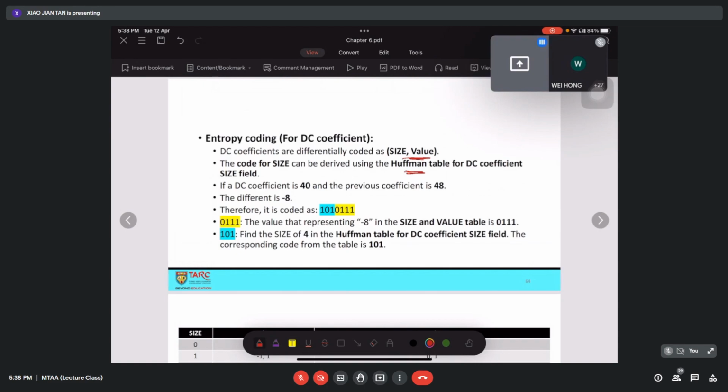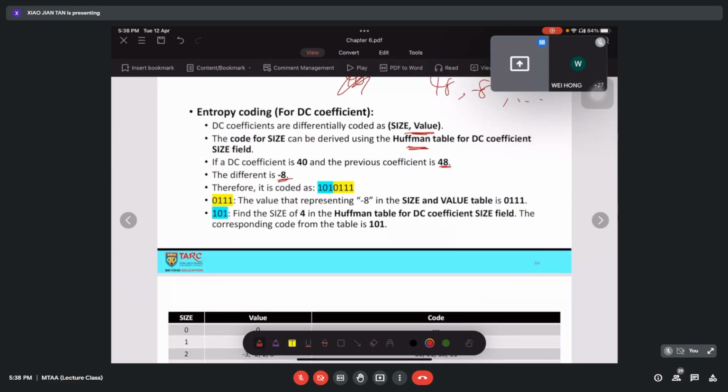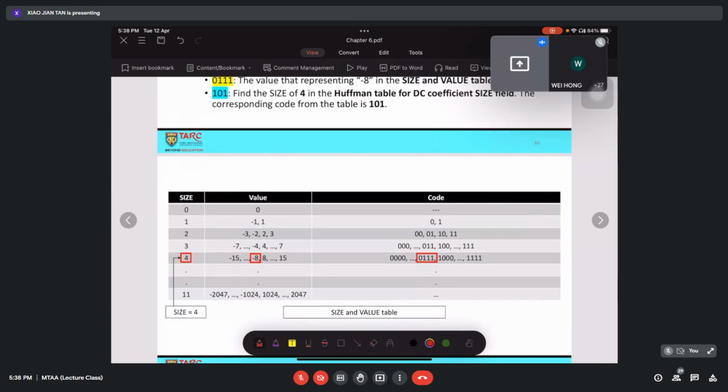If a DC coefficient is 40 and the previous coefficient is 48, the difference is -8. So, starting with 48 first, you will not store 40, but you store -8, and so on and so forth. Okay, so therefore it is good. How do you get this value? You're actually getting it from the table here.